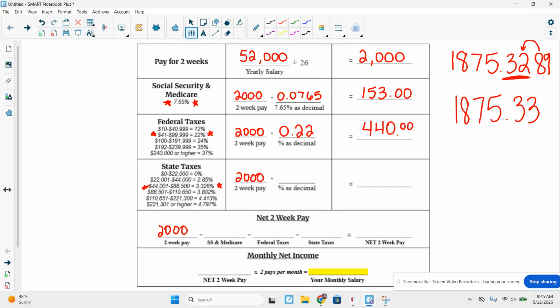After federal taxes, we have the state taxes. Again, you take your percentage, whatever you put a star next to, put it into a decimal. Taking 3.326%. Put it into a decimal.